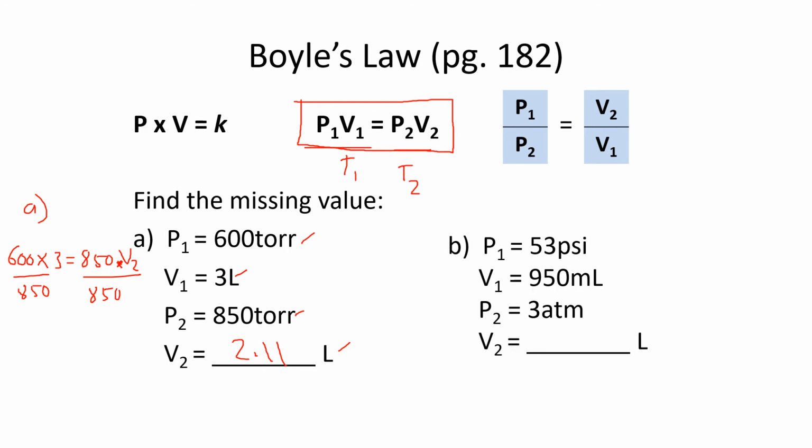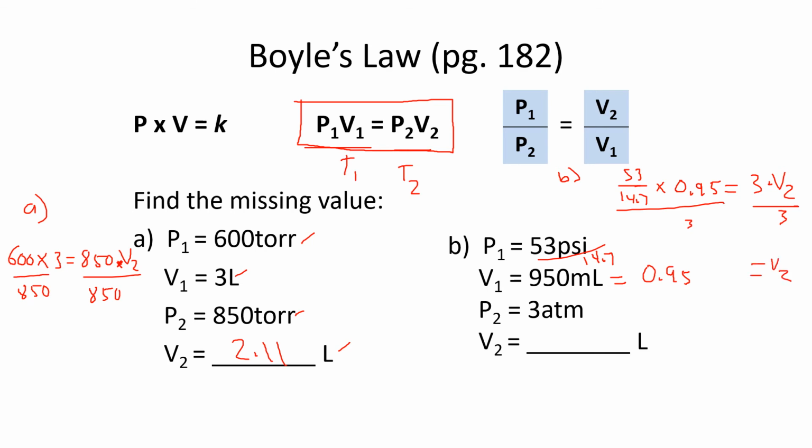B, we're going to do it the same exact way. So mL and liters, so let's change this guy to liters, 0.95. Let's change this guy to atmosphere by dividing by 14.7. All right, now all we have to do is plug and chug. P1, 53 over 14.7. Volume 1 is 0.95 liters. Our pressure 2 is 3 atmospheres, and we need to find V2. So all we have to do is divide both sides by 3.